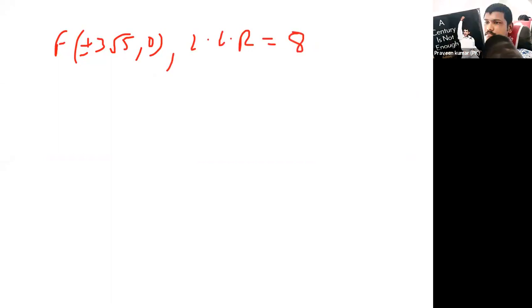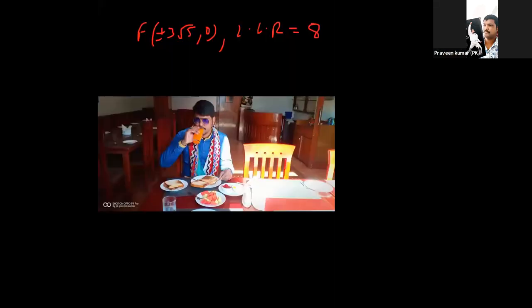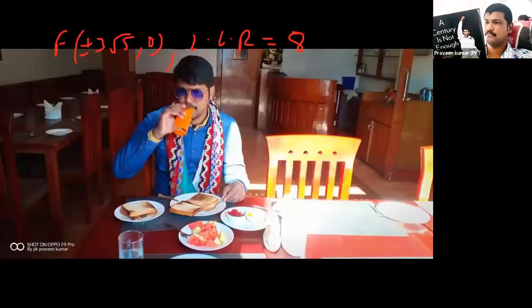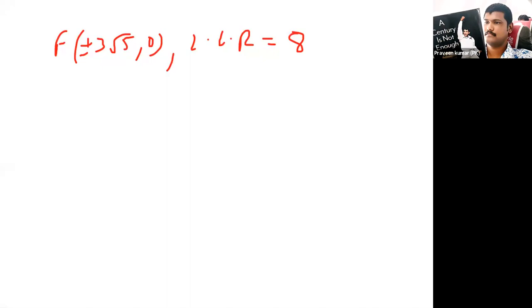Foci is given plus or minus 3 root 5 comma 0. And length of latus rectum given 8. I will give a minute, 2 minutes time to solve for you first. Try everyone.